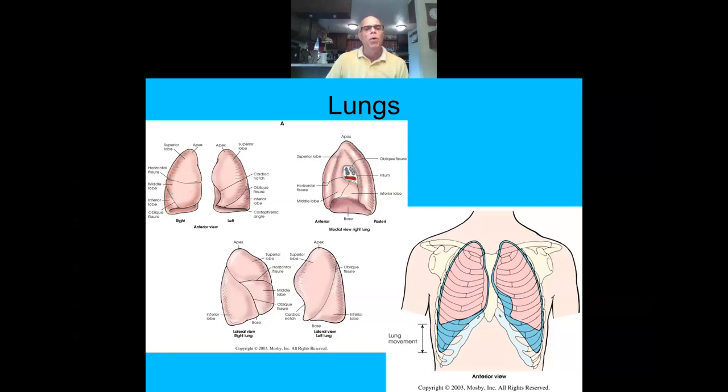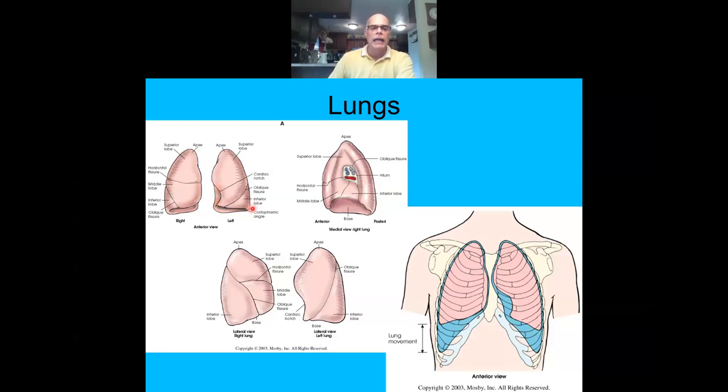And one of the most important areas, and I want to bring it to your attention, is the cardiac notch. Notice how this lobe here has a little indentation. Well, that is for placement of the heart. So it conforms to the heart itself right there, and it's called the cardiac notch. And yes, you can see this at times on a good chest x-ray.